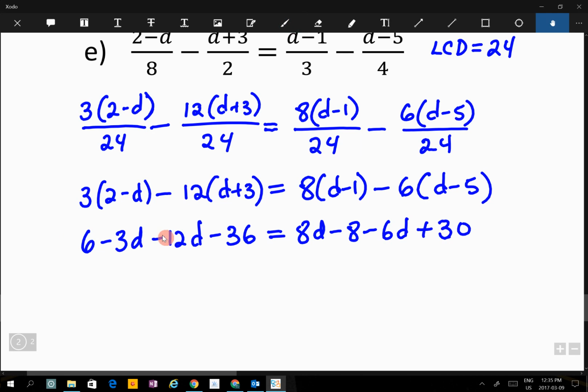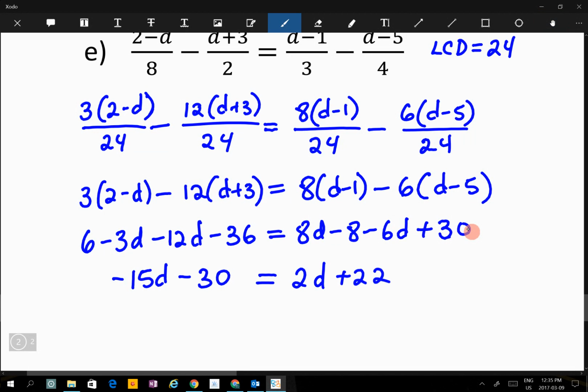Now we have this long equation with a bunch of like terms. Collect the like terms on both the left and on the right. So on the left, minus 3d take away 12d is negative 15d, and 6 take away 36 is negative 30, or minus 30. On the right side, I have 8d take away 6d, which is 2d, and negative 8 plus 30 is 22, so plus 22.